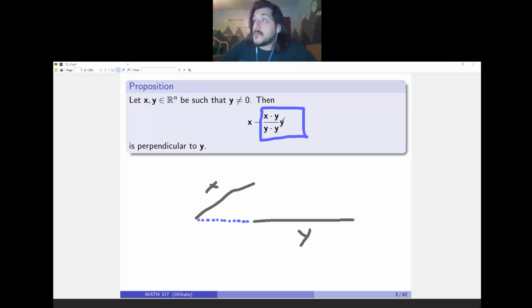All right, so this right here is a scalar multiple of y, so it's in the same direction.